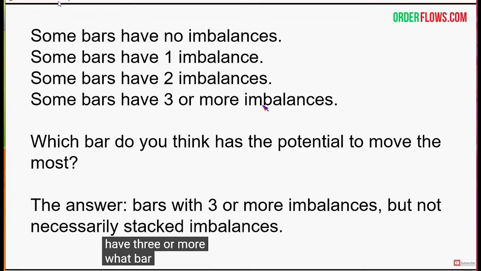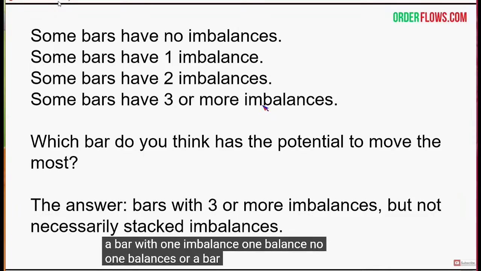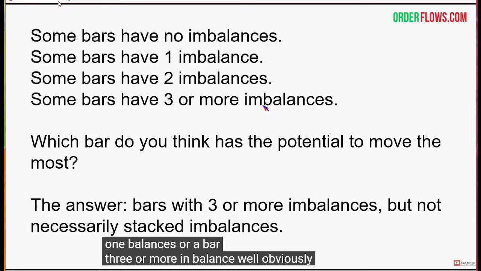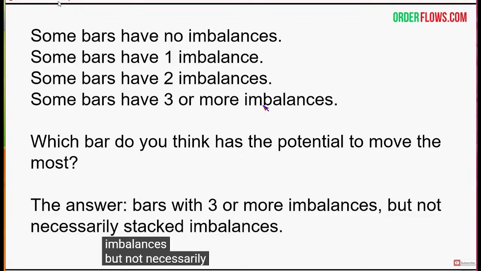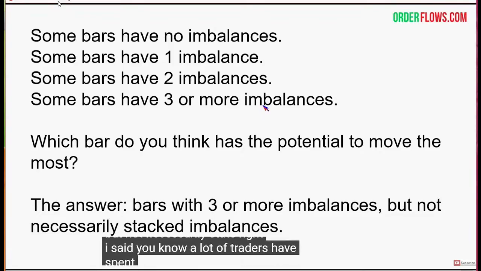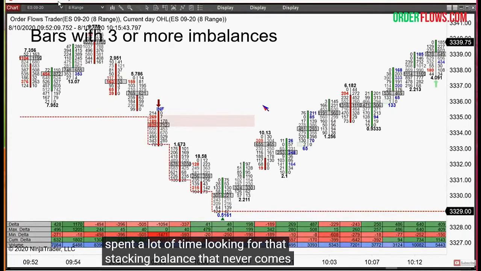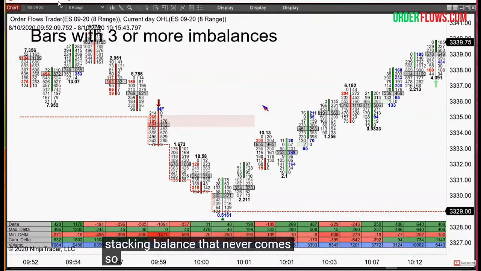What bar do you think has the potential to move the most? A bar with 1 imbalance, 2 imbalances, no imbalances, or a bar with 3 or more imbalances? Well, obviously, the answer is a bar with 3 or more imbalances, but not necessarily stacked. Right? A lot of traders spend a lot of time looking for that stacked imbalance that never comes. So, bars with 3 or more imbalances.